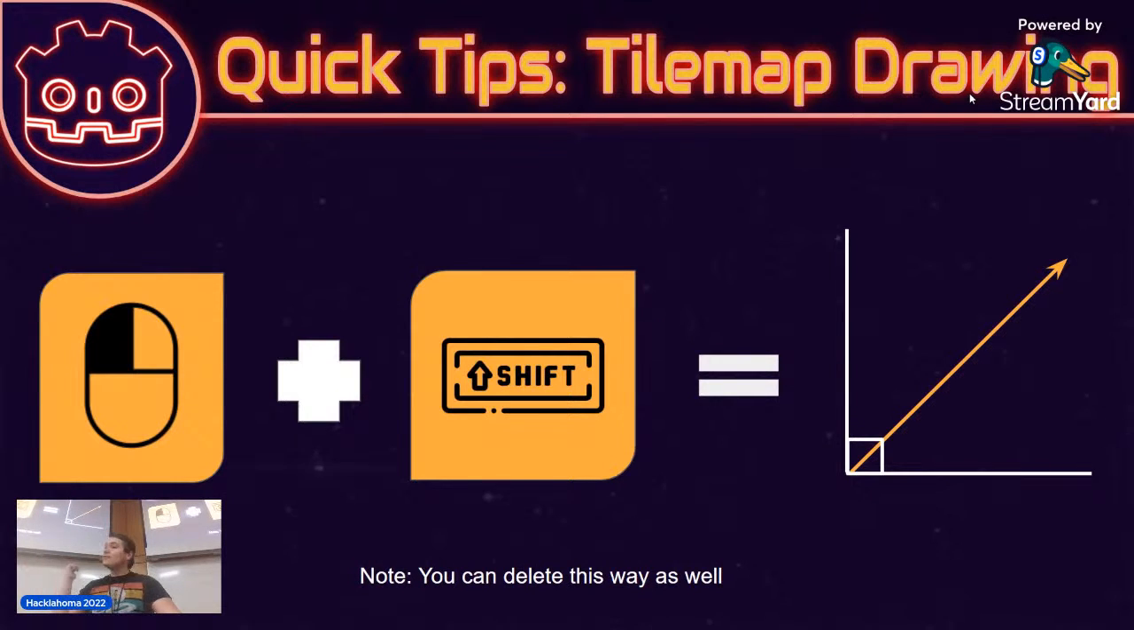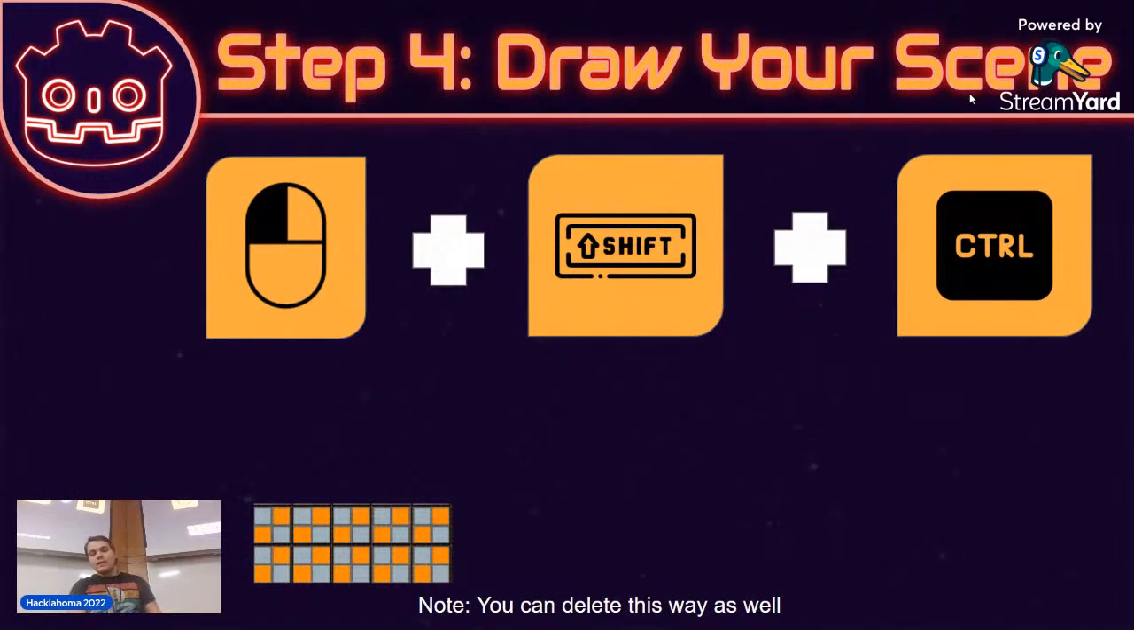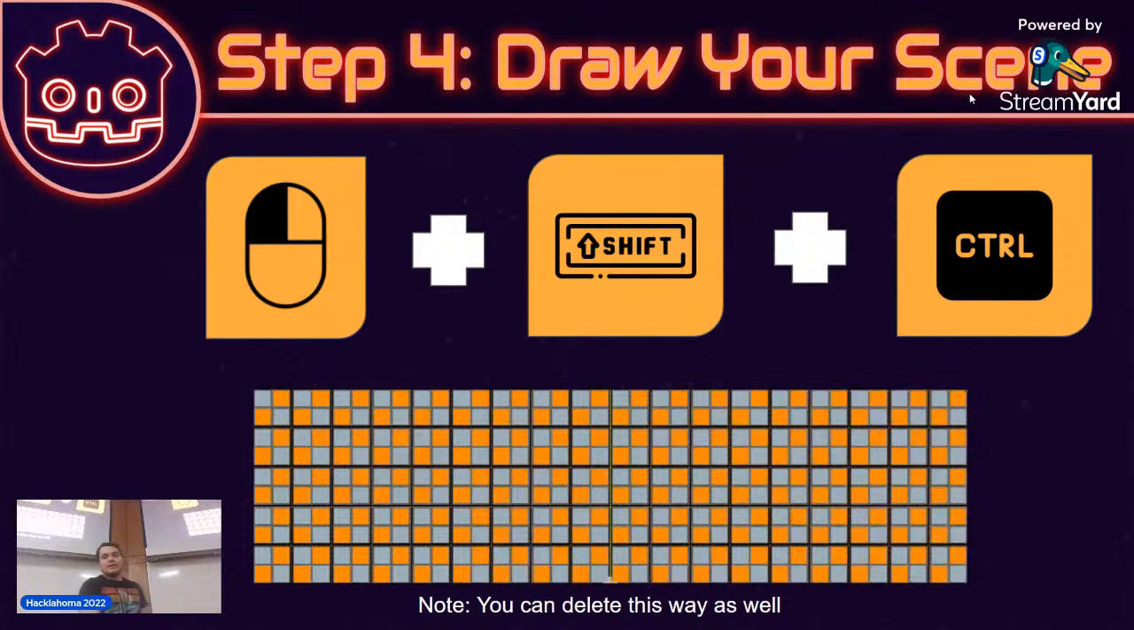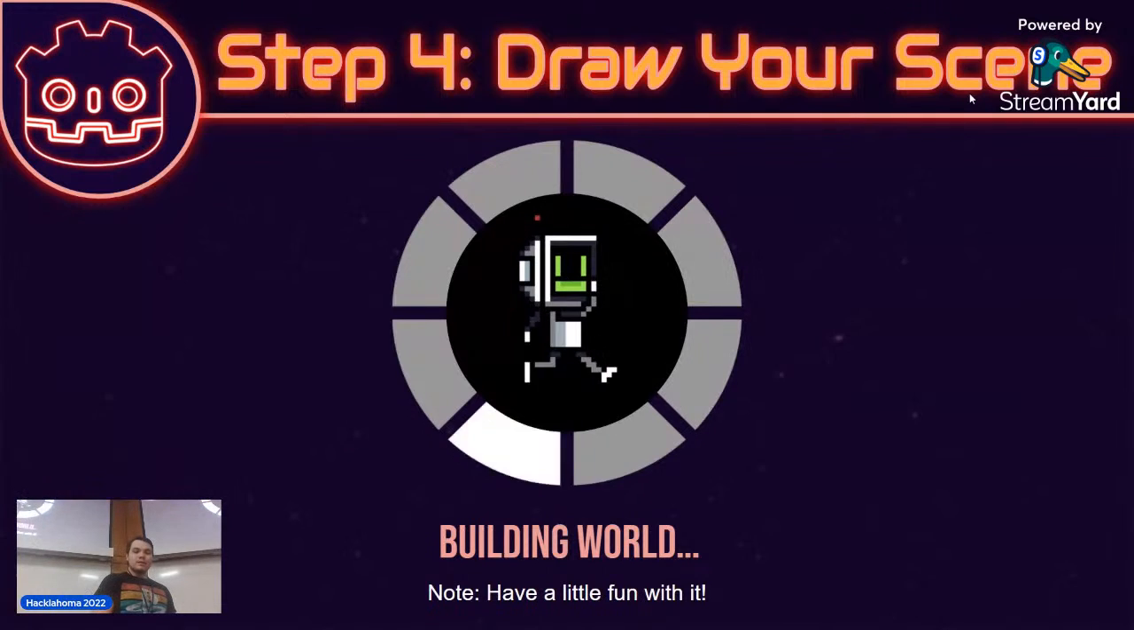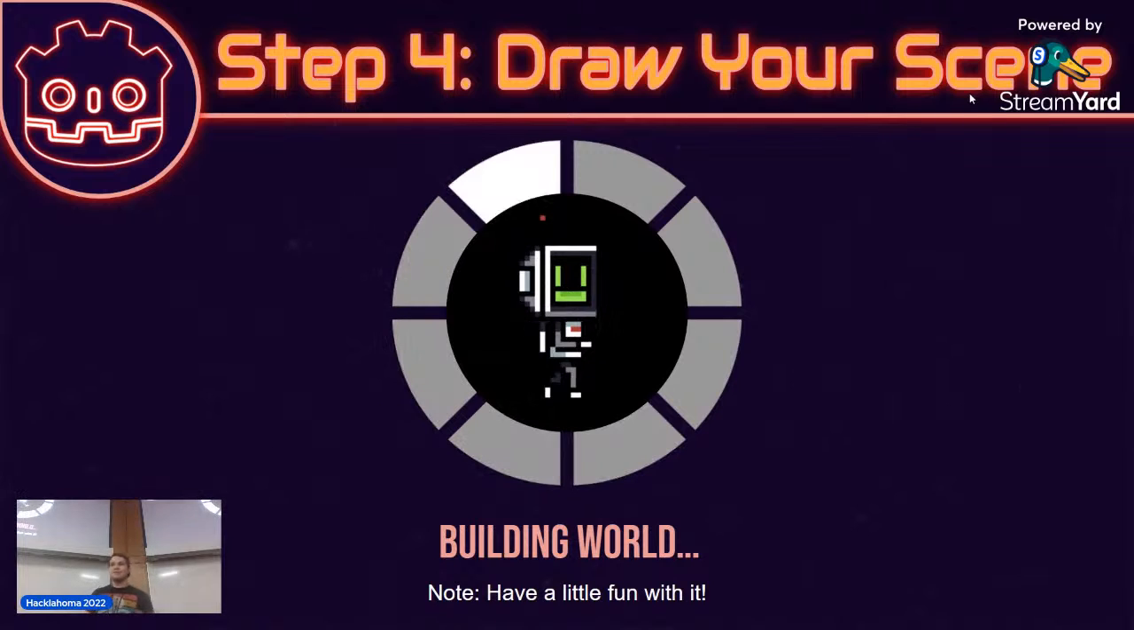Keep in mind that for most of these tips, you can also use them to delete as well. So if you want to carve out a straight line of some kind, right? Left click plus shift and control will allow you to draw out huge boxes, right? And so now we'll give you guys just a little bit of time to build out your test scene so that we can actually have our character run around within it in a moment.